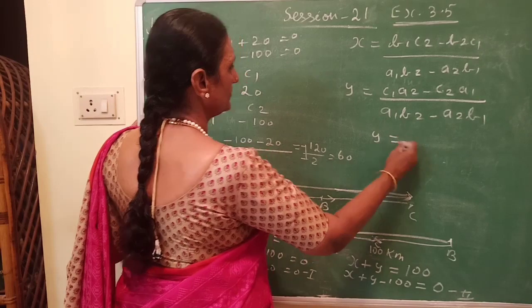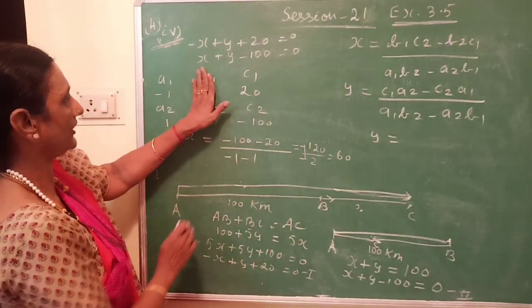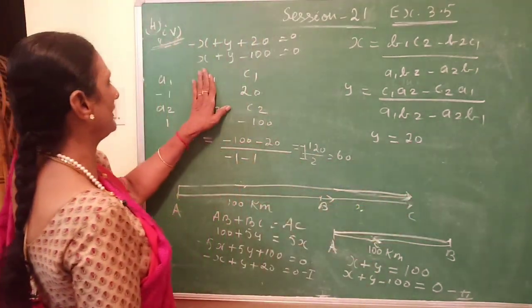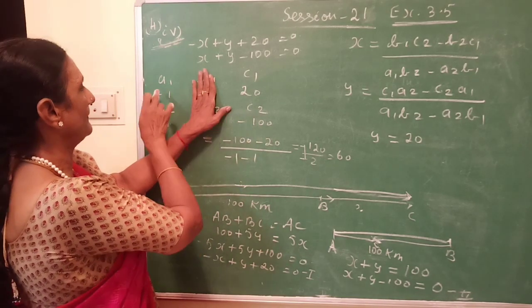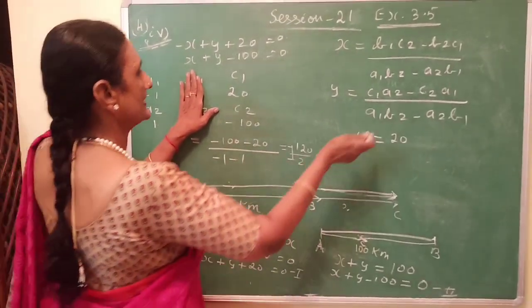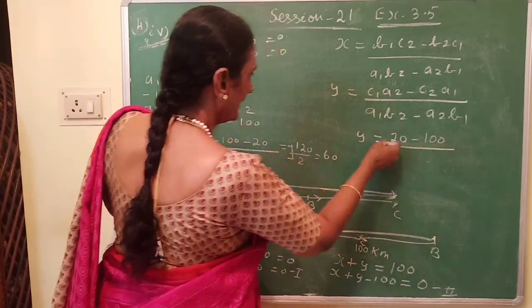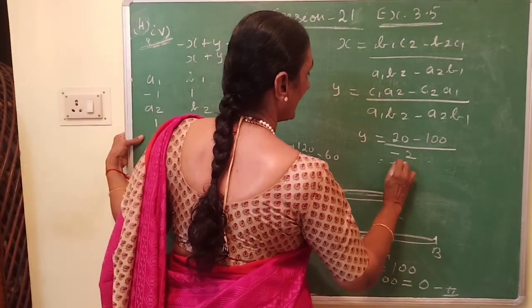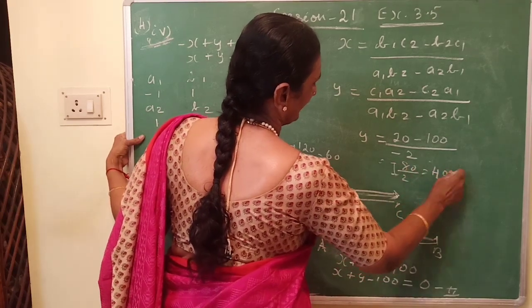Y is equal to, what is c1? You should not see this middle portion at all. c1a2, that is 20. What is c2a1? So minus 1 and then here minus 100. Minus 1 into 100 gives you plus 100. So there is a negative sign outside. So you will get, divided by minus 2, so you get minus 80 by minus 2, giving you the answer 40.